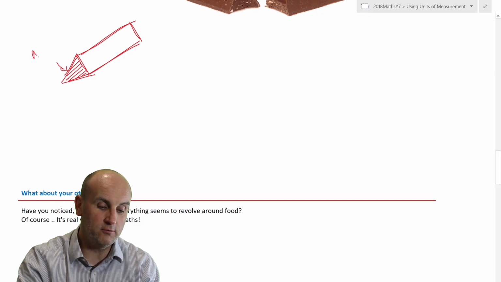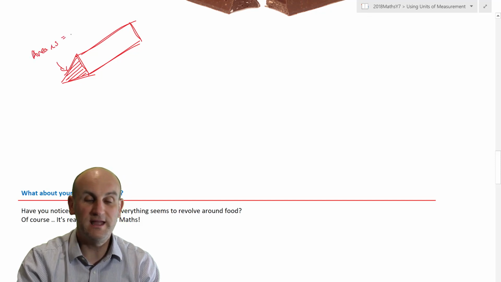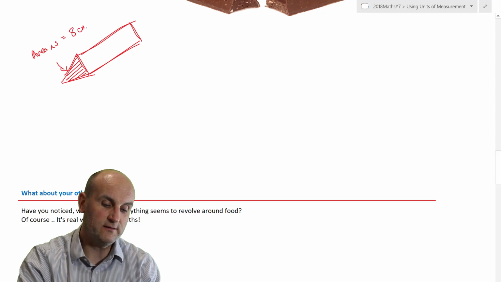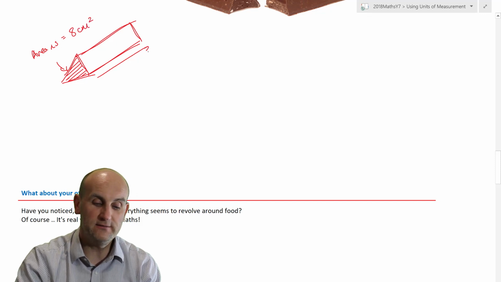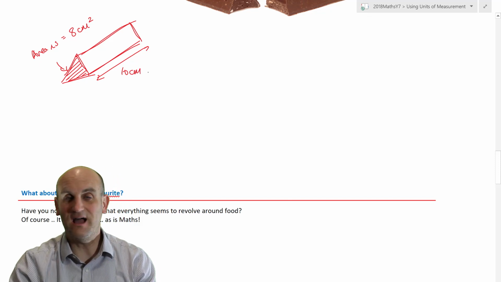Now again, I might already know, because the question tells me that my area of cross-section is 8 centimeters squared, and it may tell me that my Toblerone box goes back 10 centimeters, and I have all of that information.